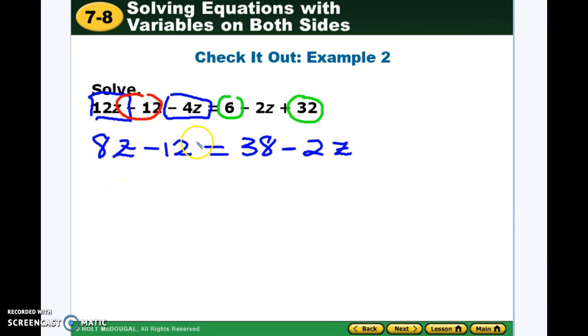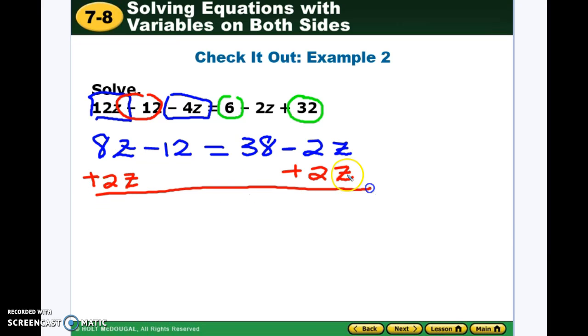Okay, so now this looks like the first couple of examples that we did. We want to take the negative 2z and move it to be with the positive 8z. Since it is negative, we have to add 2z this time. Cancel. And 8z plus 2z gives us 10z minus 12 is equal to 38.